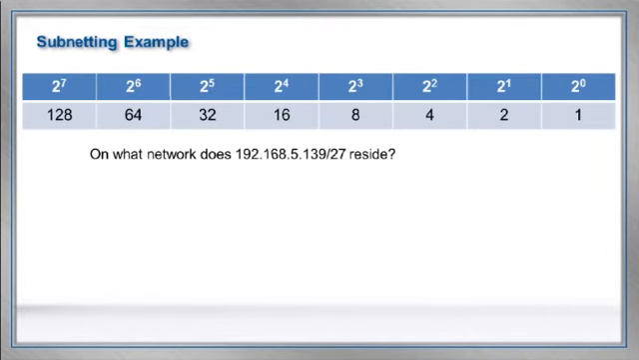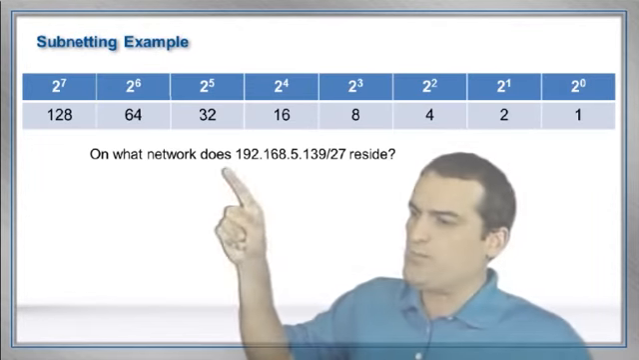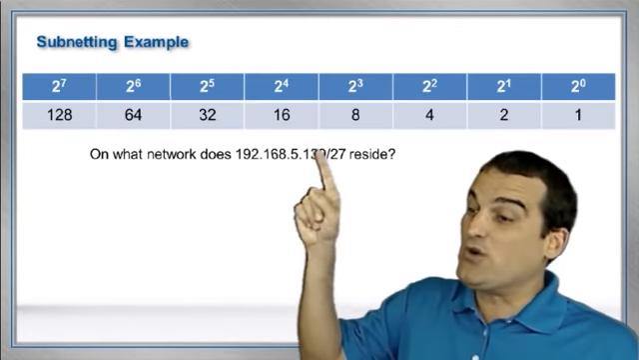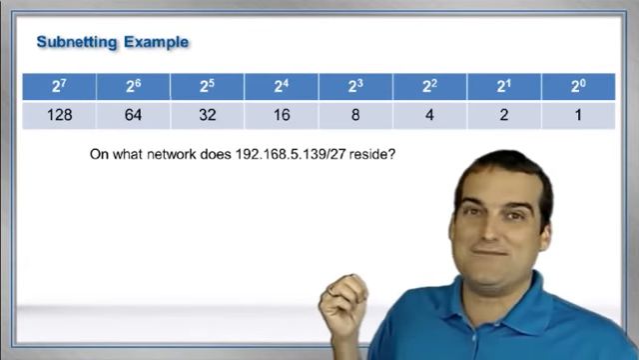So now we get to the ultimate example of this, and again, you'll probably want to watch this a few times. Questions that would involve subnetting. Here is a classic one for us to look at. On what network does 192.168.5.139/27 reside? Notice the /27 here. This is what's called prefix notation. It's a shorthand notation on representing the subnet mask.